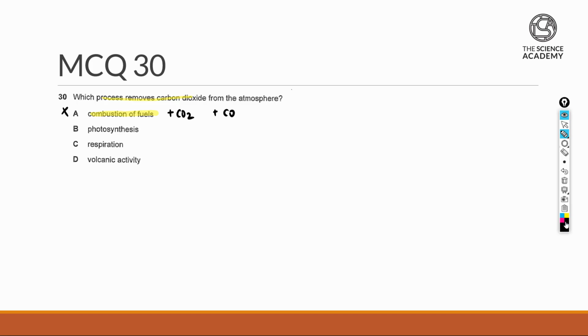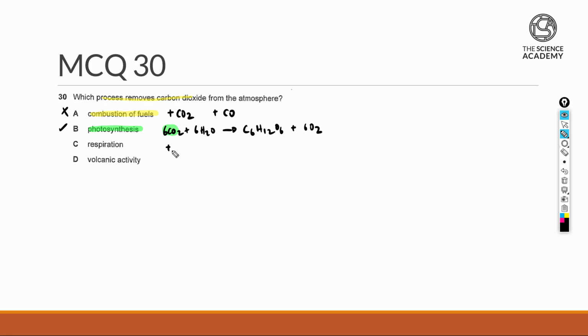So photosynthesis is the answer here, because photosynthesis, just writing out the equation, although it's not necessary, is 6 parts of carbon dioxide plus 6 parts of water, and it forms glucose, as well as the liberation of 6 parts of oxygen gas. But you can see that in photosynthesis, one of the reactants is carbon dioxide, and therefore it is removing carbon dioxide from the atmosphere. Now respiration, on the other hand, is just the reverse of photosynthesis.